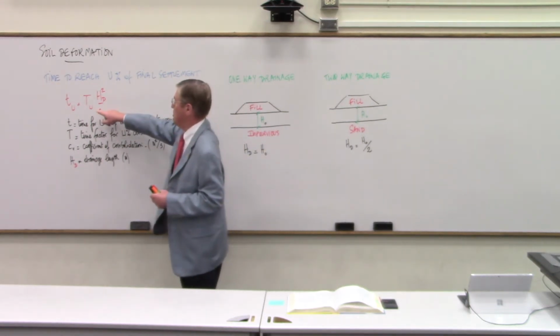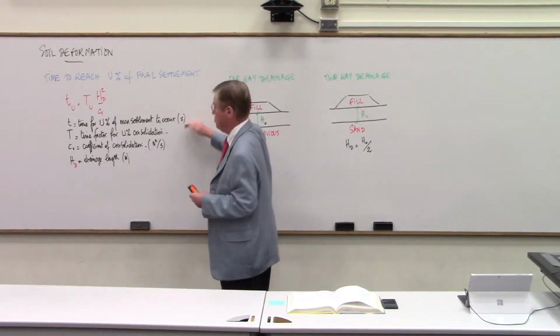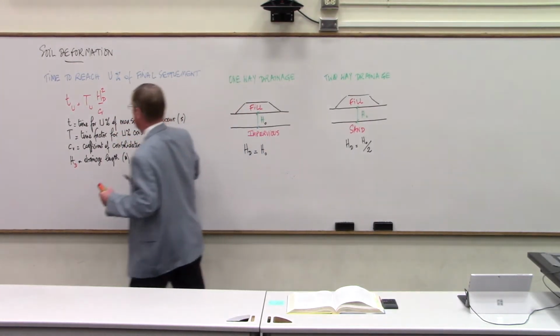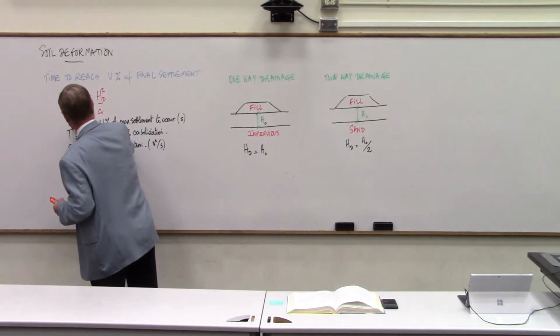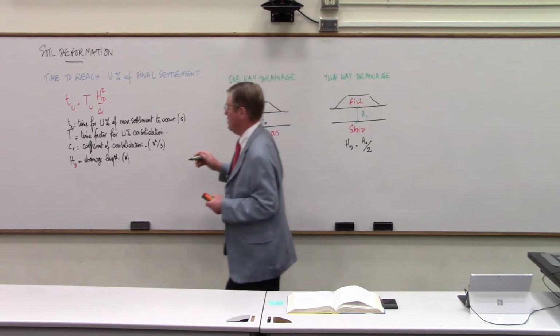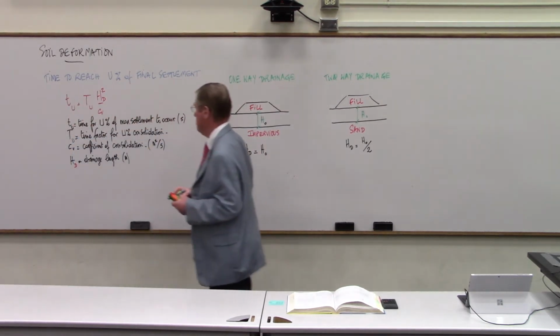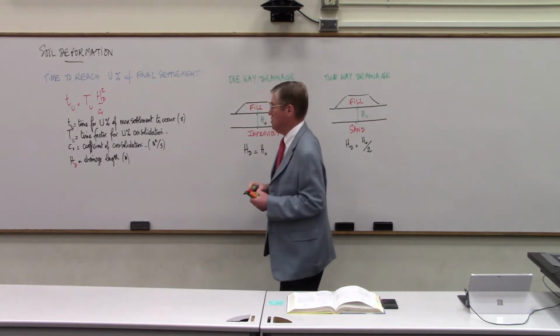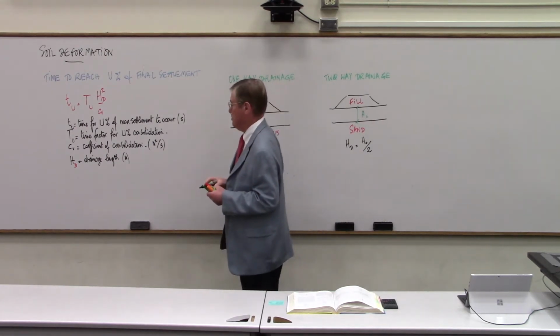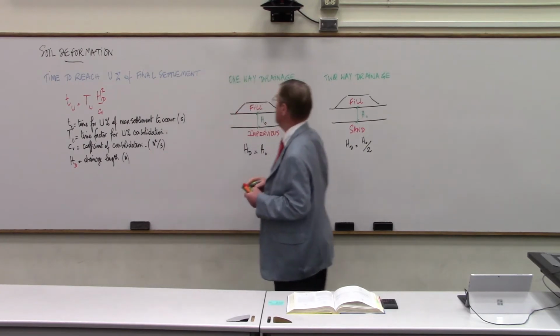T_U is capital T_U H_D squared over C_V. T_U is the time to reach U% of the maximum settlement. Capital T_U is the time factor corresponding to U% consolidation. C_V is the coefficient of consolidation, and H_D is the drainage length.